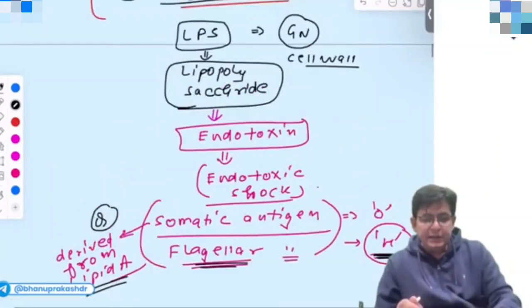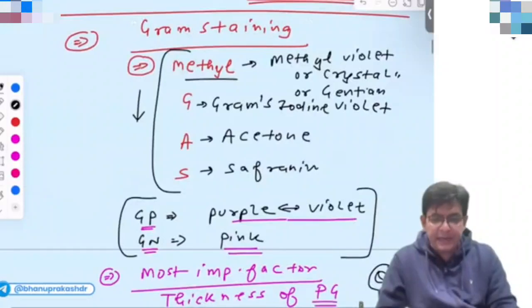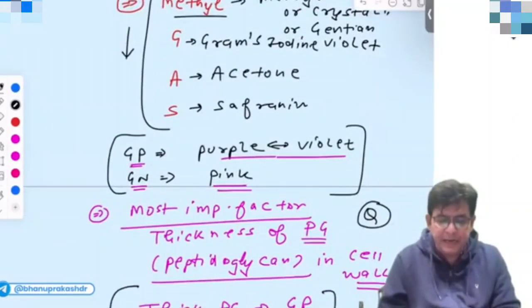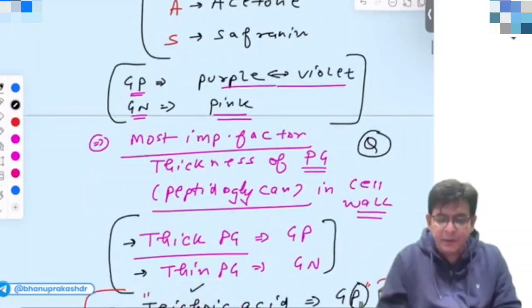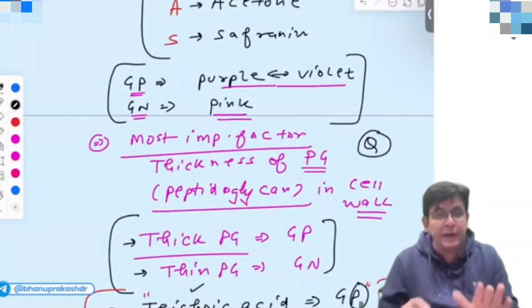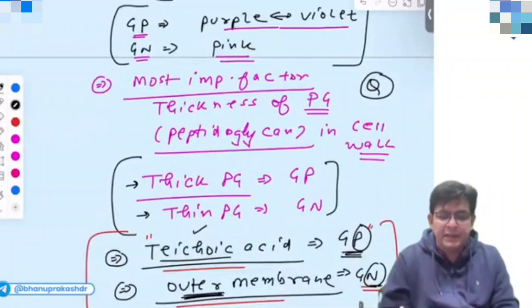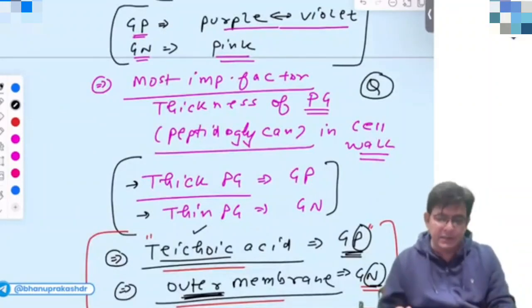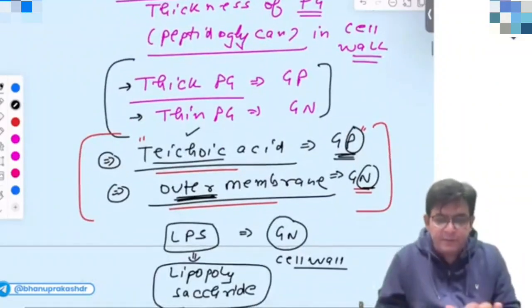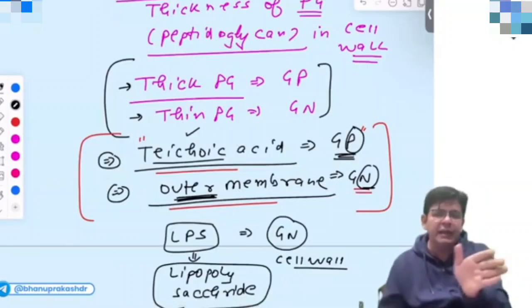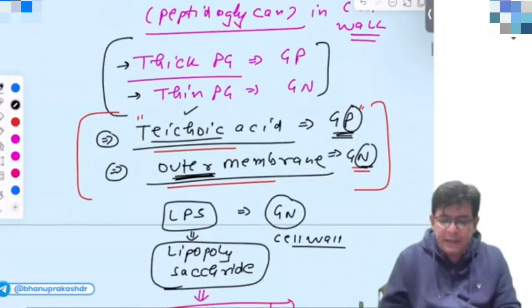So guys, what we have remembered: gram positive purple, gram negative pink. The most important factor is the thickness of the peptidoglycan layer. A number of other factors are also there, but there is no time to discuss them. Remember that the most important one is thickness. Then I have told you positive ones persist and retain the stain, while the ones that get decolorized are the negative people.